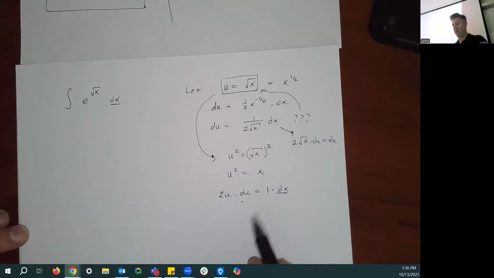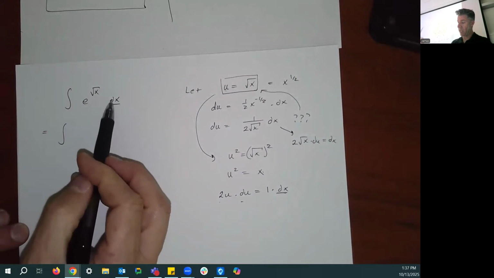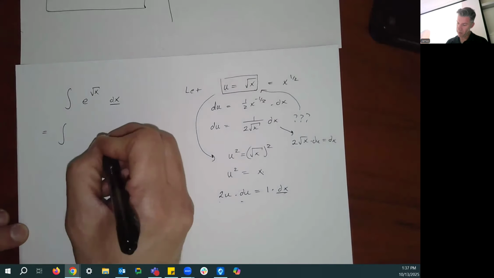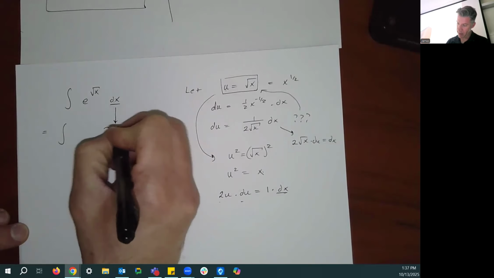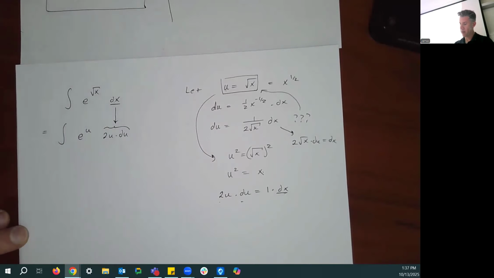All right, so here's what we're going to do. And this is where we get to a point that I don't really like. We're going to rewrite this as the integral of, so first dx becomes 2 times u times du. So all of that is our dx. And then e to the square root of x becomes e to the u.